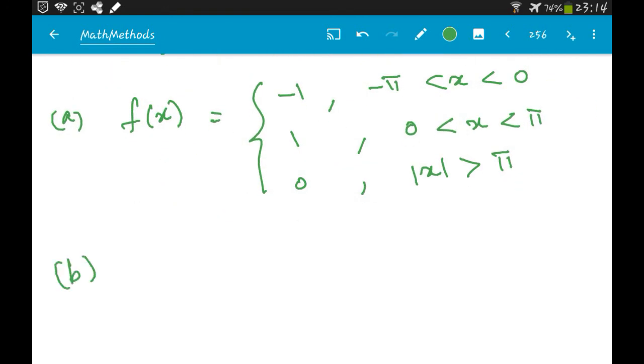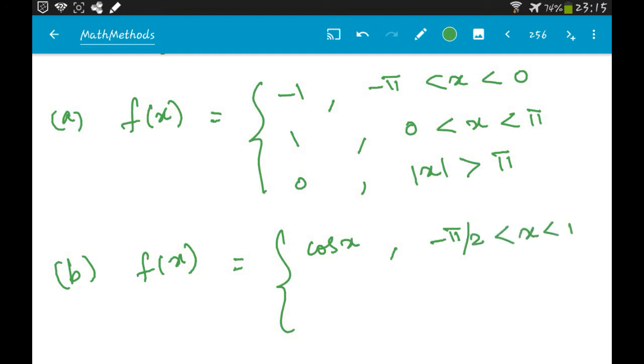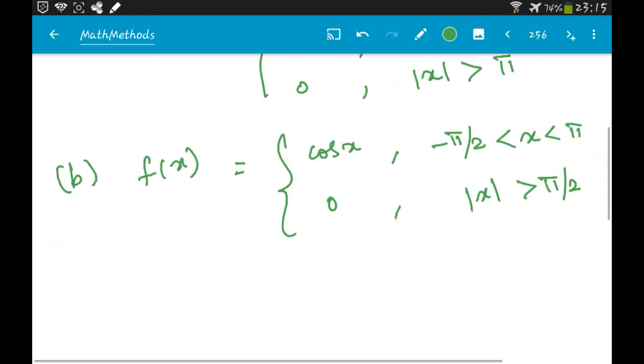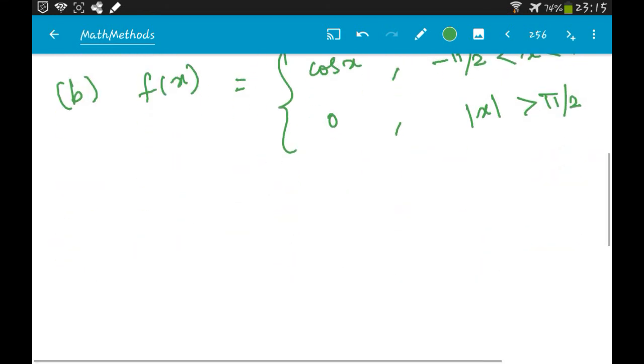And B would be: f(x) is equal to cos x, for minus π/2 less than x less than π/2, and 0 when |x| is greater than π/2. Okay, so these are your two problems.